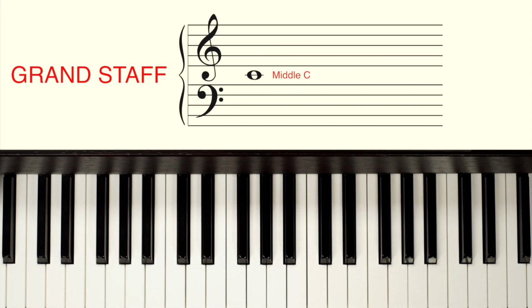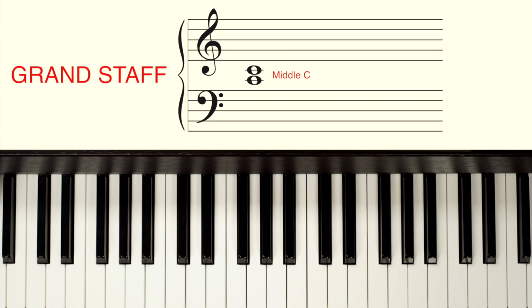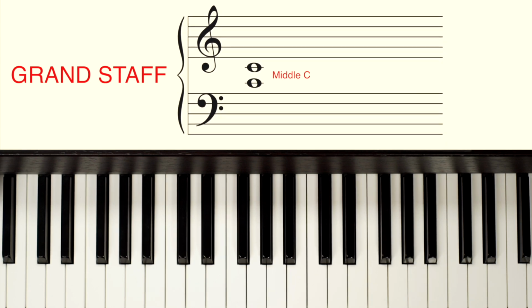Now I want to show you one more thing about how keyboard music is written. Keep an eye on middle C and watch what happens. The treble and bass staves have moved apart, and middle C has split into two different looking notes. Of course, as we well know, they're both middle C. Here it is on the treble staff, one ledger line below, and the same middle C on the bass staff, one ledger line above.